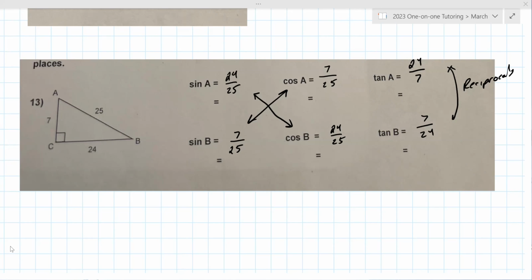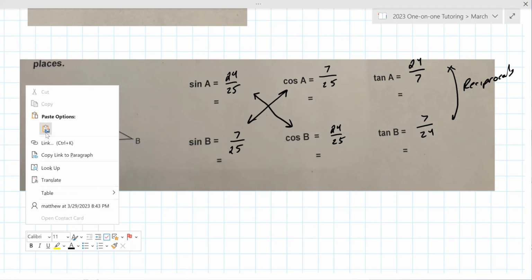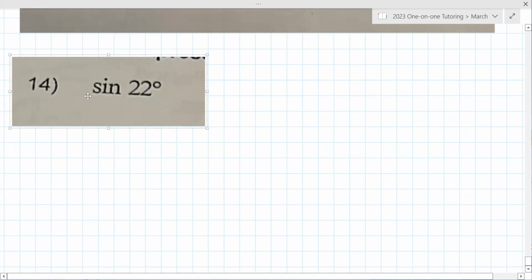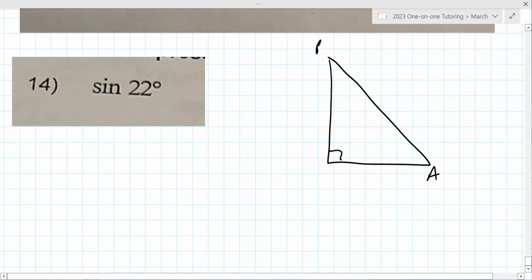So for number 14, it's really very much related to what I was just talking about. Is it okay if I give you a little background, or do you just want to jump to the answers? Absolutely. Okay. So we just talked about this. Here's A, here's B. What do you know about the sum of these two angles? What does it add up to? What do the three angles in a triangle add up to?